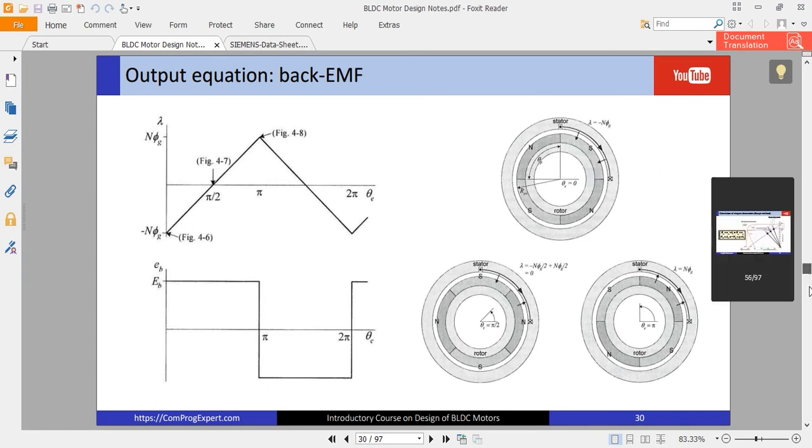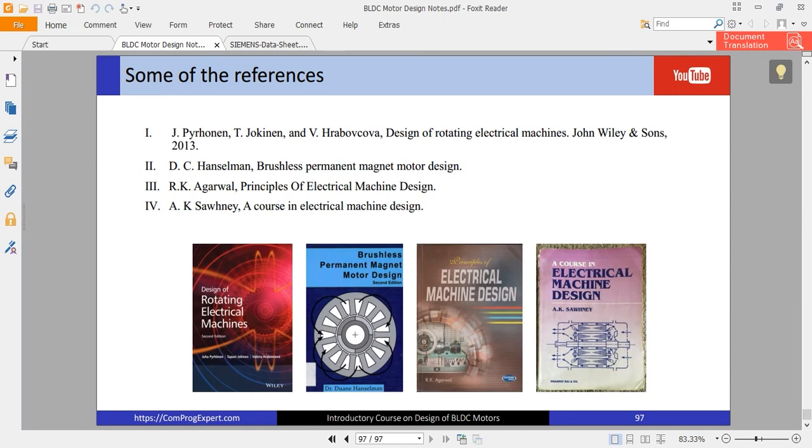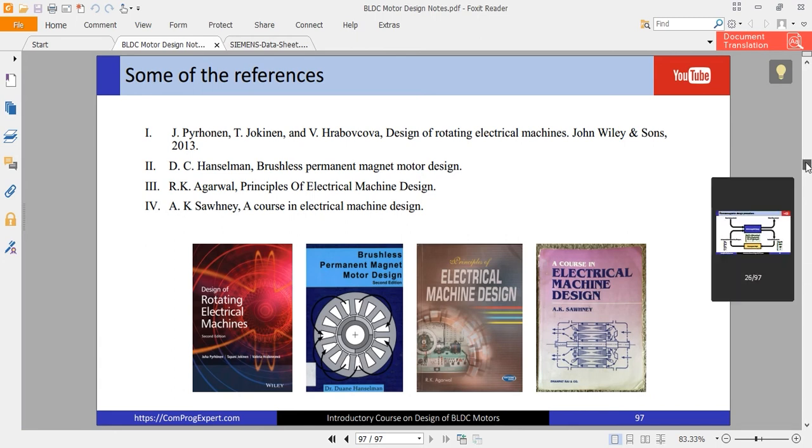These figures are from this reference, Brushless Permanent Magnet Motor Design, by Hanselman. These four textbooks are references of this course, and these pictures are from this reference. You can refer to this reference for detailed explanation.